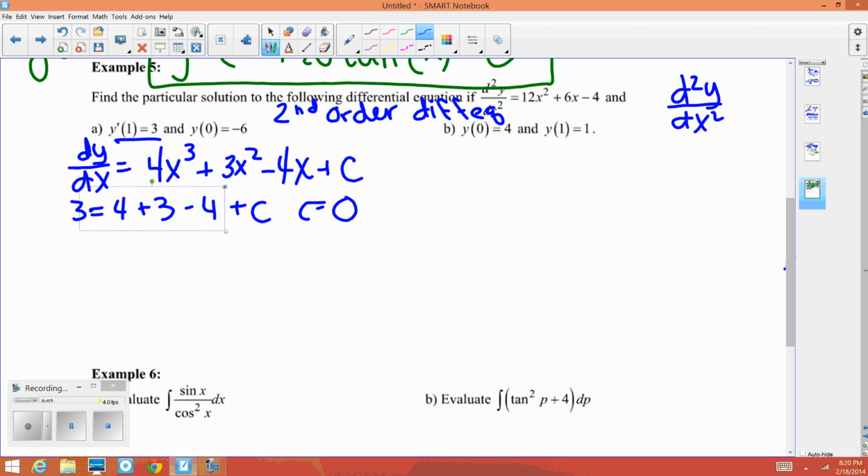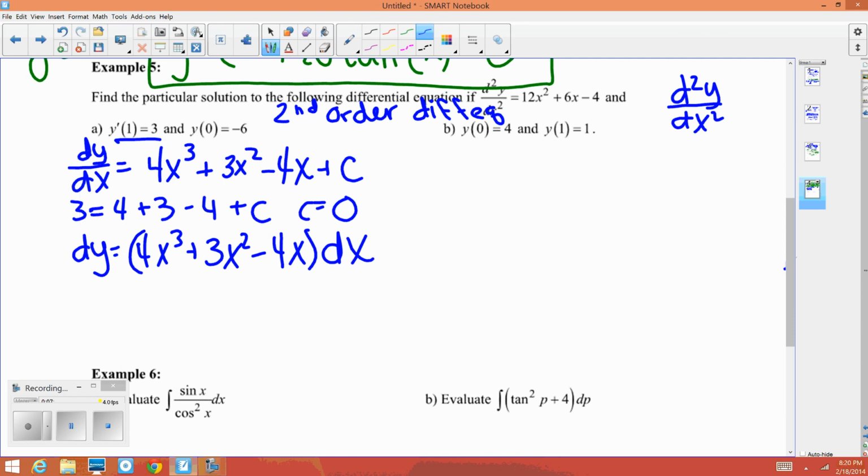Now dy equals 4x cubed plus 3x squared minus 4x, and no plus c because our c was 0. But I will write the dx on this side. Okay, new step, integrate. This is y, and remember we don't have to put the plus c because we're taking care of it on the other side. This time we'll get x to the 4th plus x cubed minus 2x squared plus c.